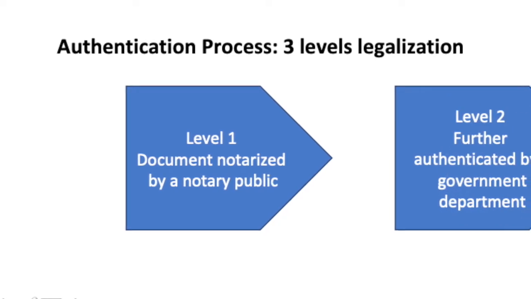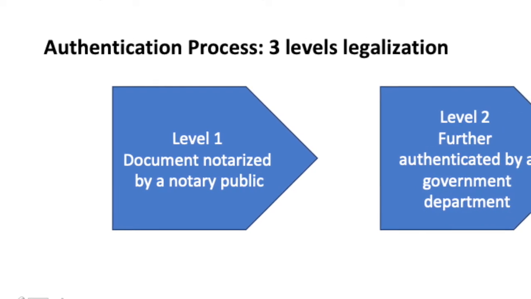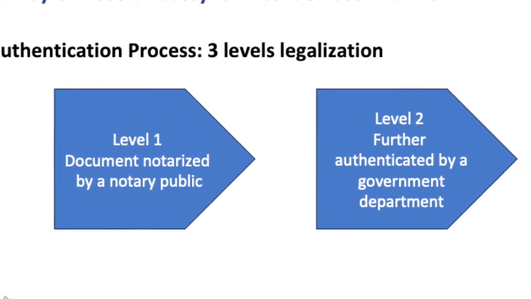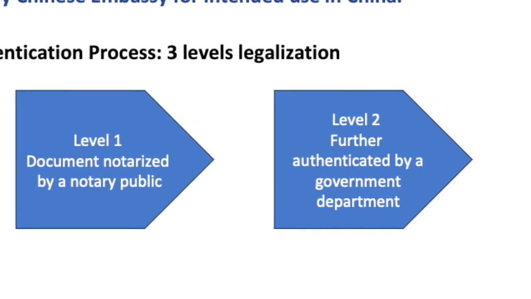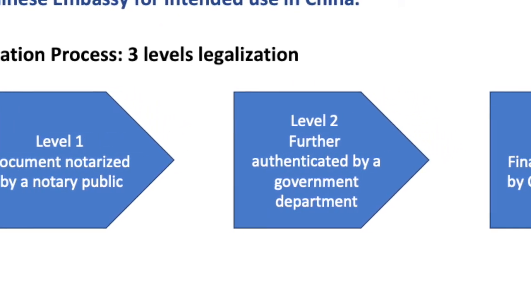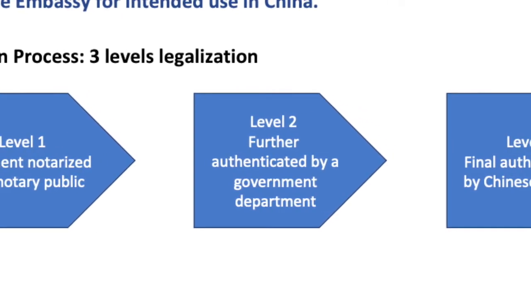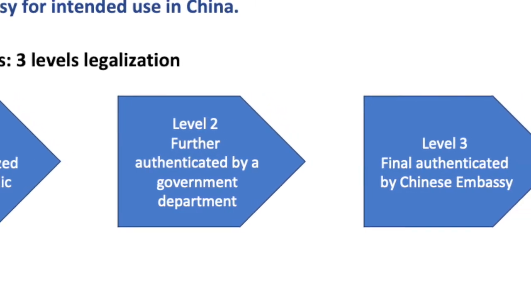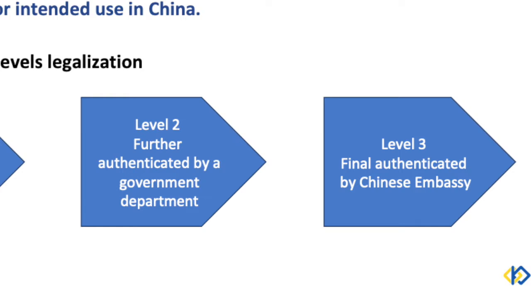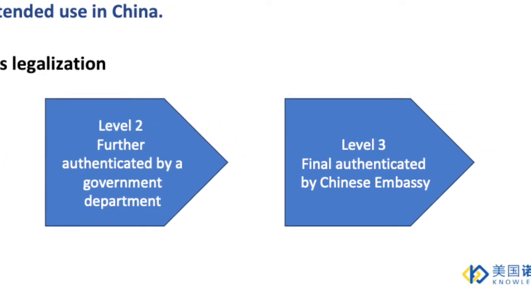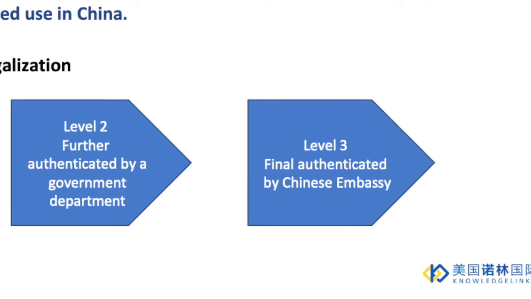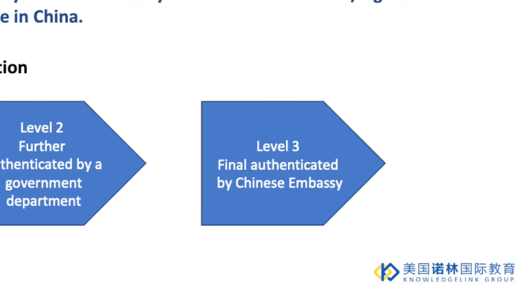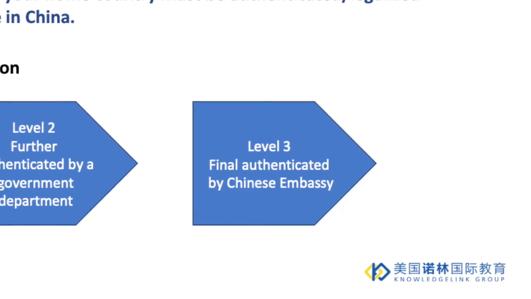The level 1 stage usually is to have the document notarized by a local notary public. And then the second step is to have it further authenticated by a government organization. For example, if it is in the US, it should be further authenticated by the Department of State or Secretary of State. For the UK, it's the Foreign Commonwealth Office. And for South Africa, it's the Department of International Relations and Cooperation of South Africa. And after level 2 authentication, it can be taken to the Chinese embassy for the final authentication.